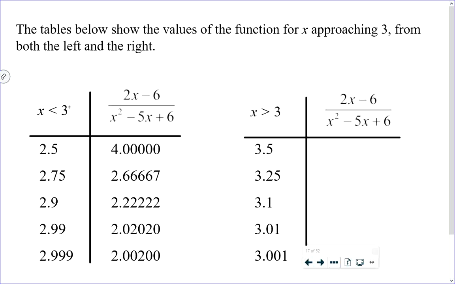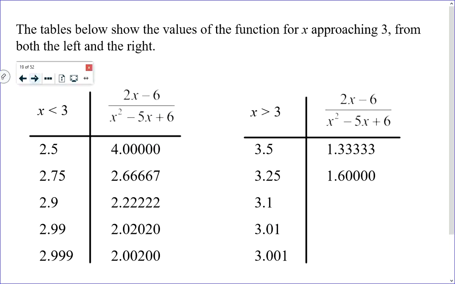If I go on the other side of 3 and use, say, 3.5, when x is 3.5, I get an output of 1.3. When it's 3.25, it becomes 1.6, and you've got the numbers in front of you. The bottom line is we can see that what's happening is the y-coordinate of the graph, or the value of the expression, or the value of the function, is approaching 2. It's squeezing in on 2.